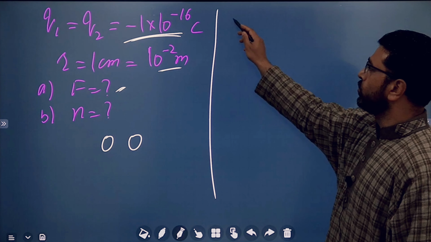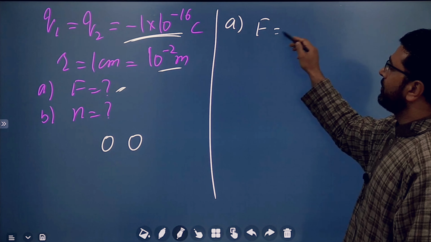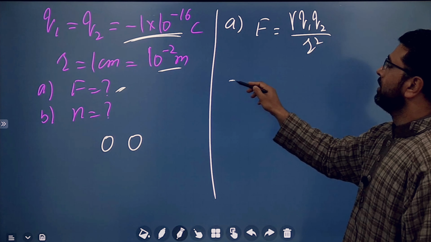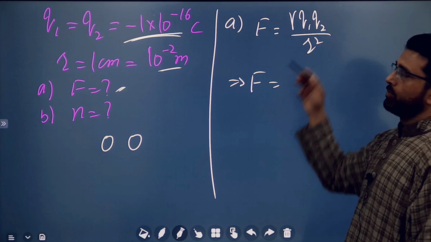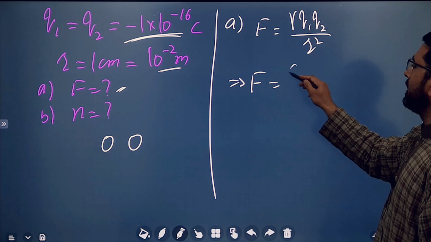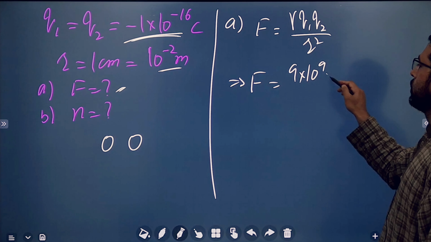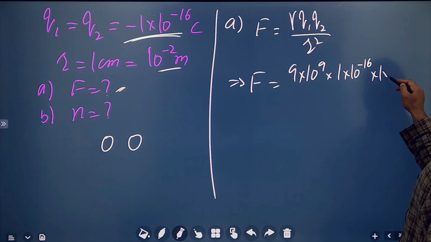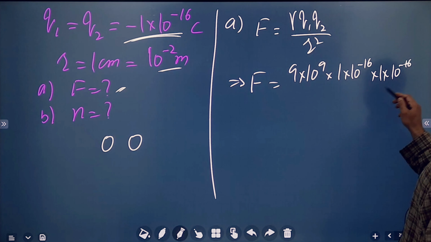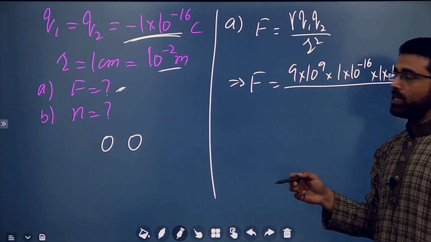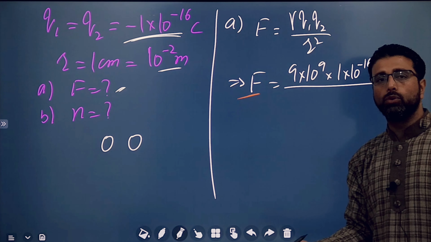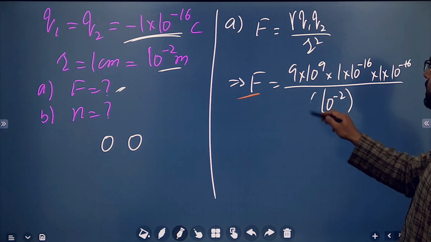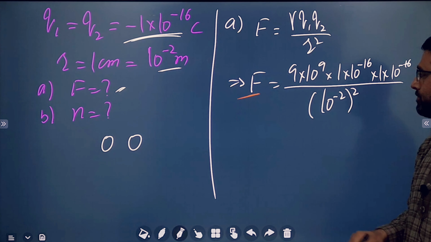For force, we'll simply use Coulomb's law. F is equal to gamma Q1 Q2 divided by R squared. Let's substitute the values. Gamma is 9 into 10 to the power 9. Q1 is 1 into 10 to the power minus 16. Q2 is also 1 into 10 to the power minus 16. We're just using magnitudes of the charges because we're finding only the magnitude of the force. Divided by R, which is 10 to the power minus 2 meters, squared.